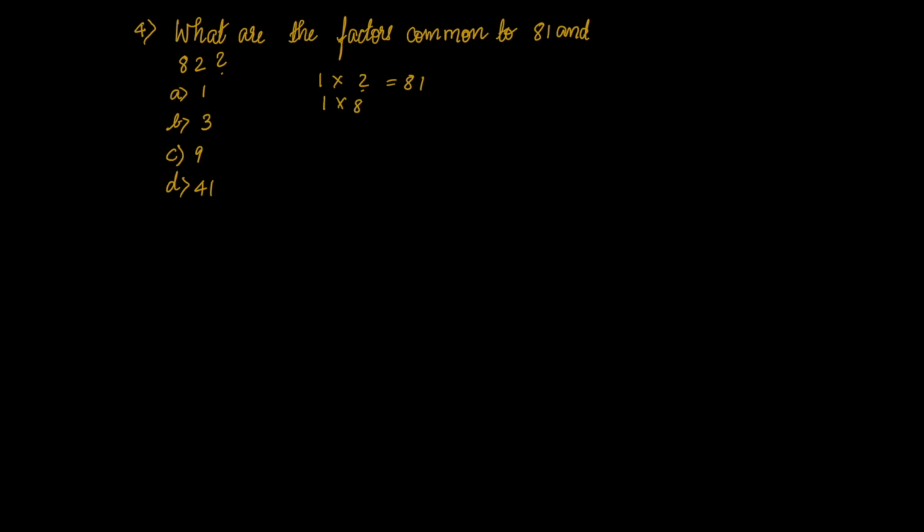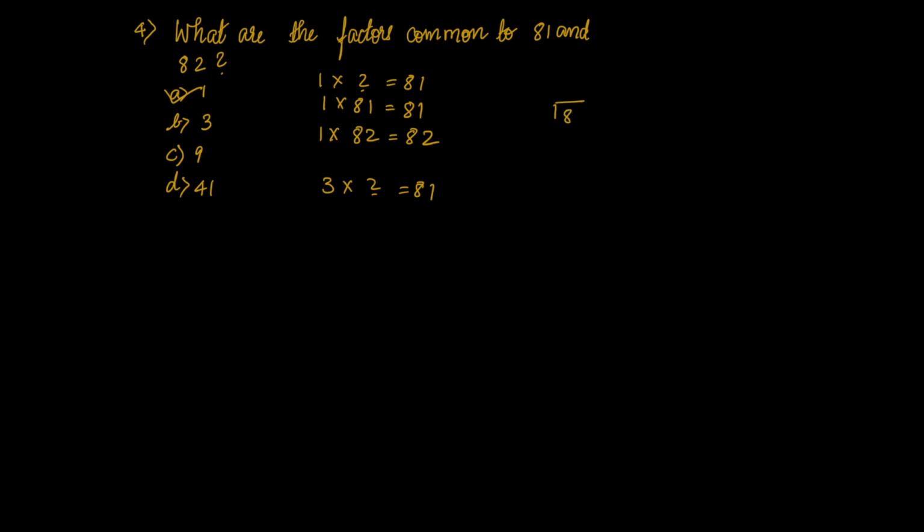So 1 can be multiplied by 81 to get you 81. Similarly, 1 can be multiplied by 82 to get 82. So 1 is a common factor of both 81 and 82. Now, what about 3? Can 3 be multiplied by some number to get you 81?